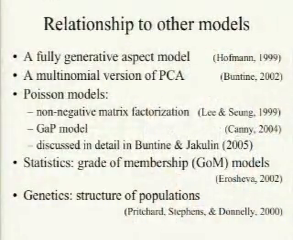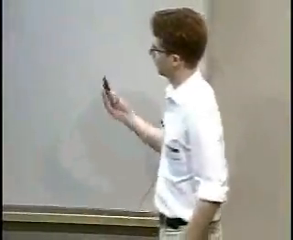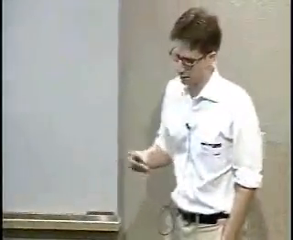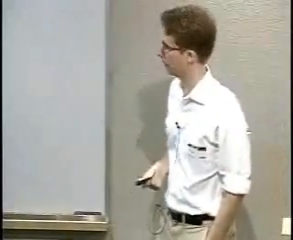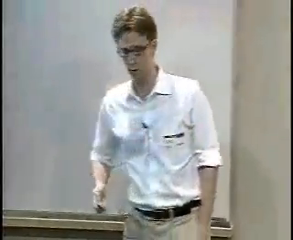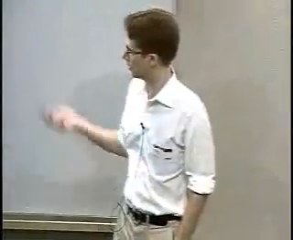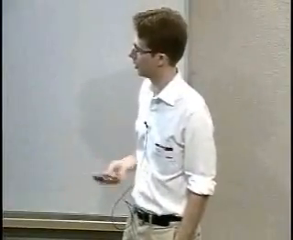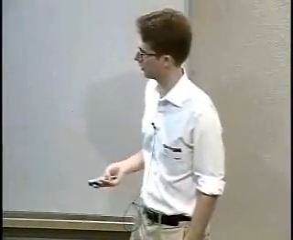Okay, so this kind of generative model has relationships with many other kinds of generative models that are used in machine learning. The aspect model is very closely related. It's the same sort of model without the Dirichlet priors. But it also has connections to principal component analysis, and to models which use a Poisson likelihood. It's very closely related to non-negative matrix factorization or the GAP model, and I can tell you about these sorts of things if you're curious.